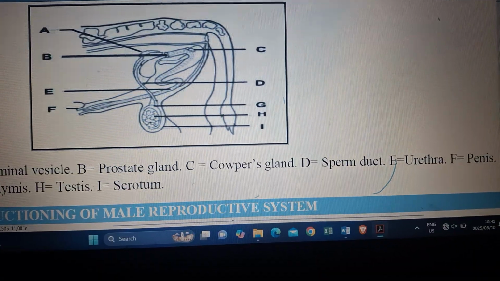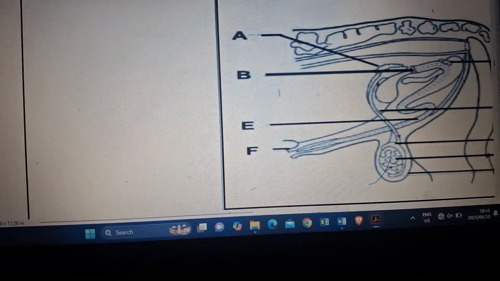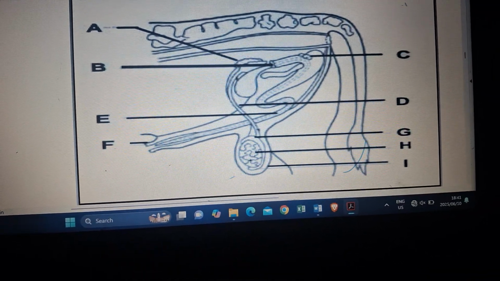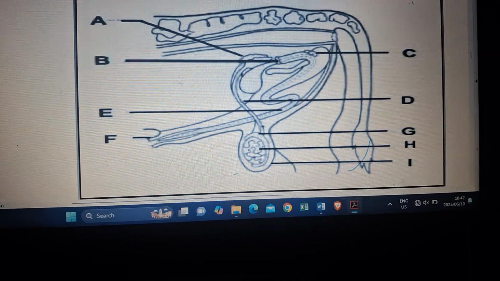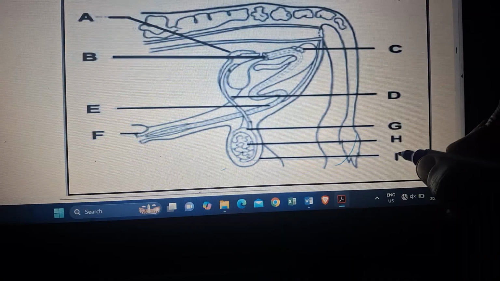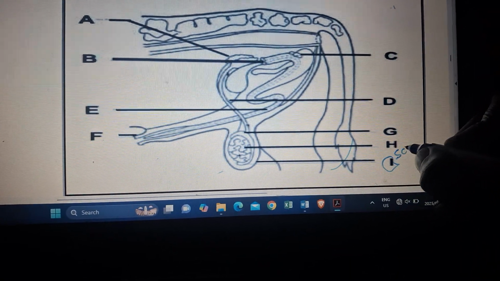So today we are going to look at the male reproductive system, the processes, the adaptation, as well as the functions. Right. So now I want us to look at the first part, which is actually part I, according to our diagram. So this one is the scrotum.